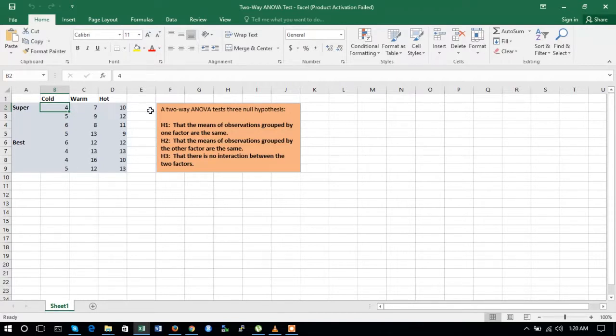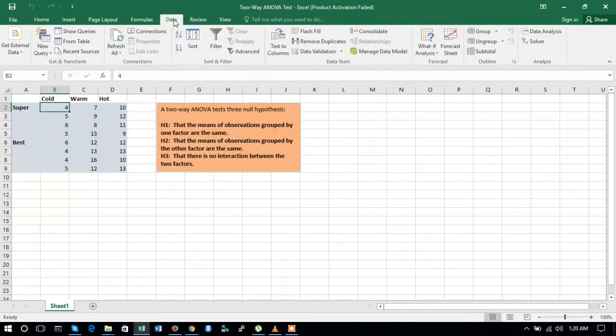So we have defined the three null hypotheses for the two-way ANOVA test. For the first null hypothesis, the hypothesis is that the means of the observations grouped by one factor are the same. The second hypothesis is that the means of the observations grouped by the other factor are the same. In the same way, we have defined the third null hypothesis, that there is no interaction between these two factors.